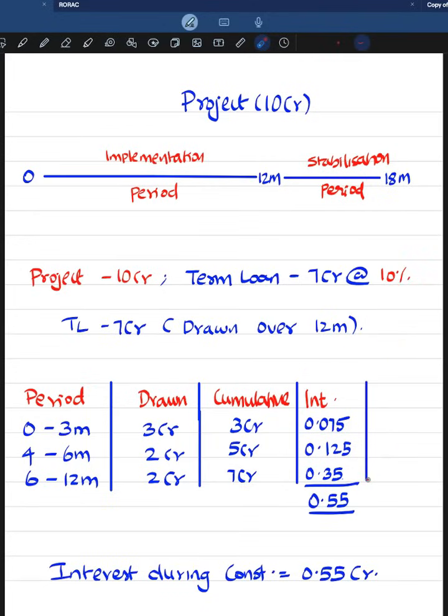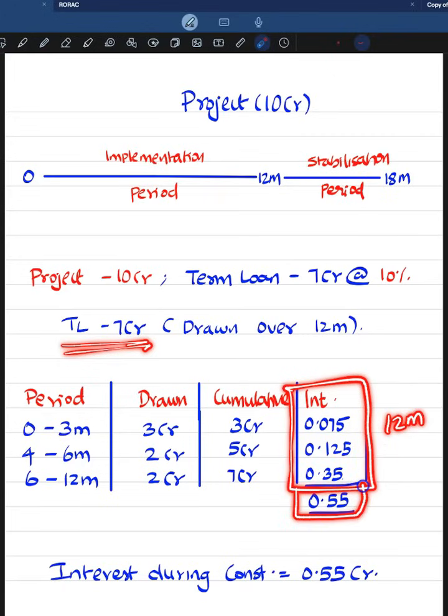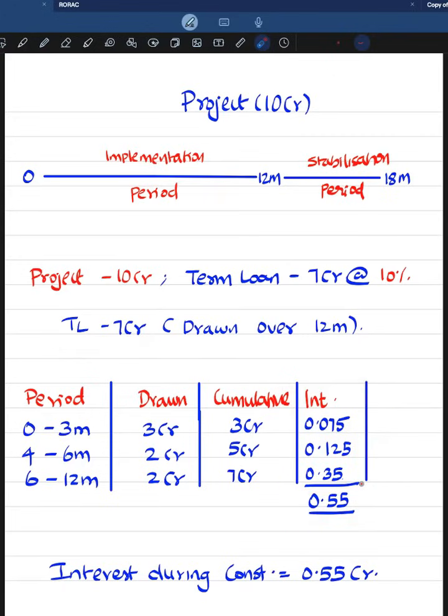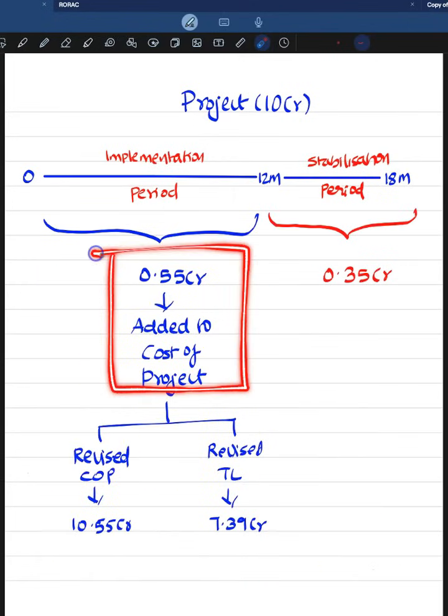So for the term loan of 7 crore, during this implementation period of 12 months, they are supposed to pay interest of 55 lakhs. But we know in this period, they are not going to make any money because the project is yet to take off. It is still in the implementation period. So whatever interest is levied, or chargeable, during the construction period can be added to the project cost.